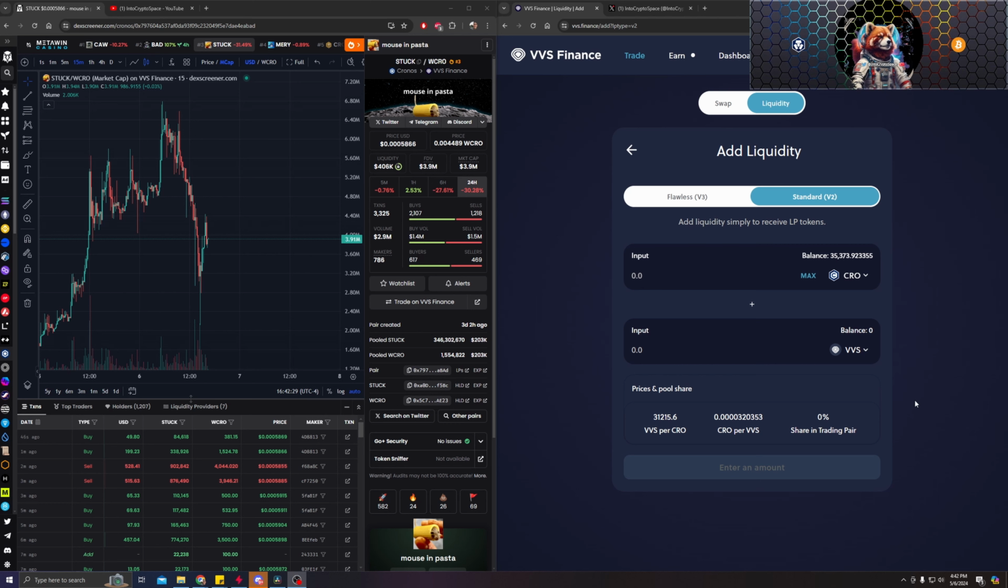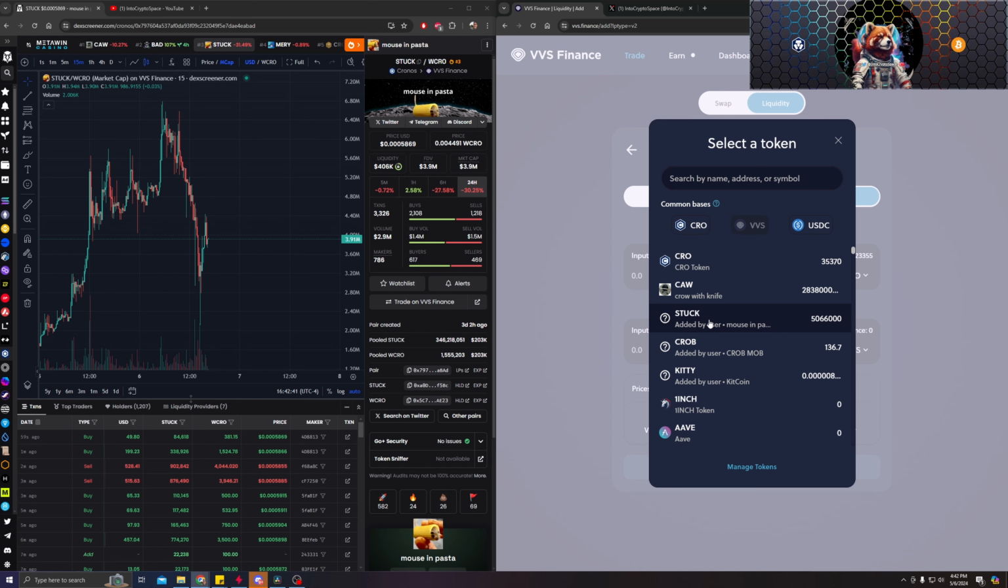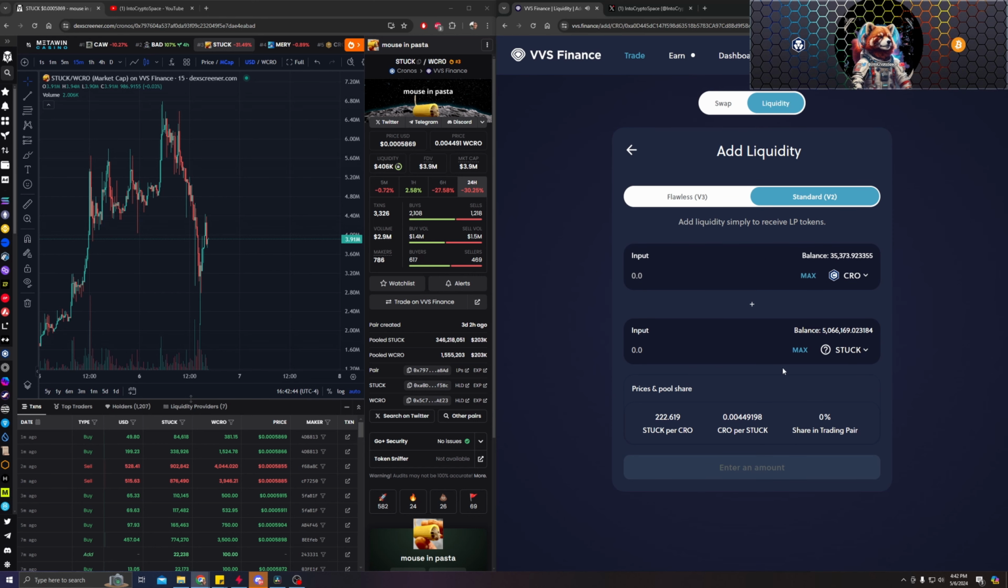From here, looking at VVS, add liquidity, standard V2. You're going to want to make sure both assets are correct: CRO, and instead of VVS, my chosen asset. All right, so now we have both assets that I want to pair.